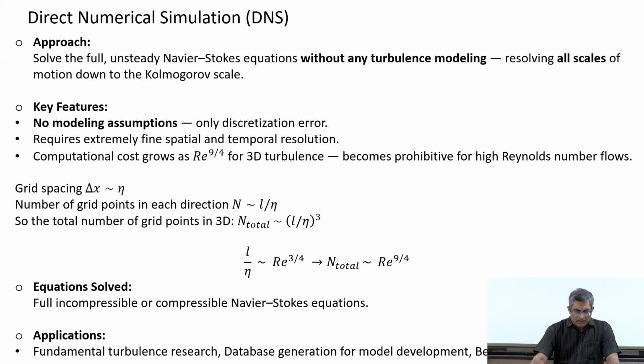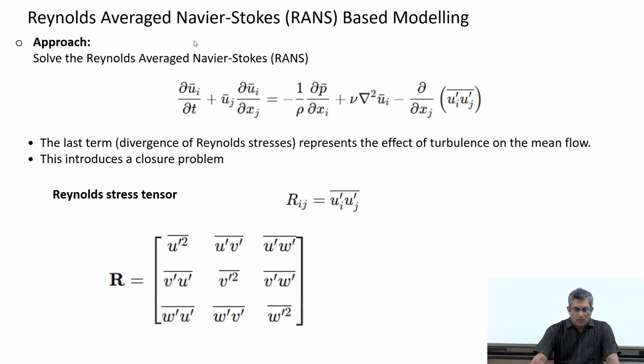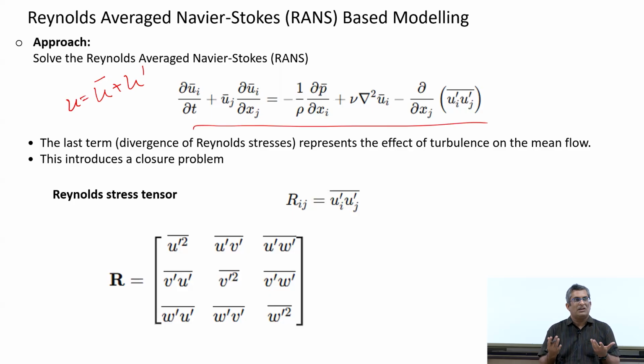Next, we have Reynolds averaged Navier-Stokes based modeling. In this approach, we decompose the instantaneous velocity into mean and fluctuations. This is the popular approach. Sometimes people assume that this is the only way to model turbulence. In fact, this is considered as the only equations for turbulence, which is not true. This is only one way of modeling the turbulent flows.